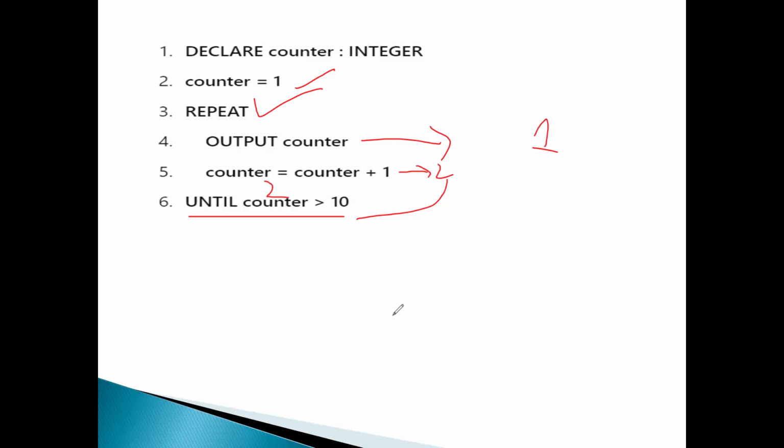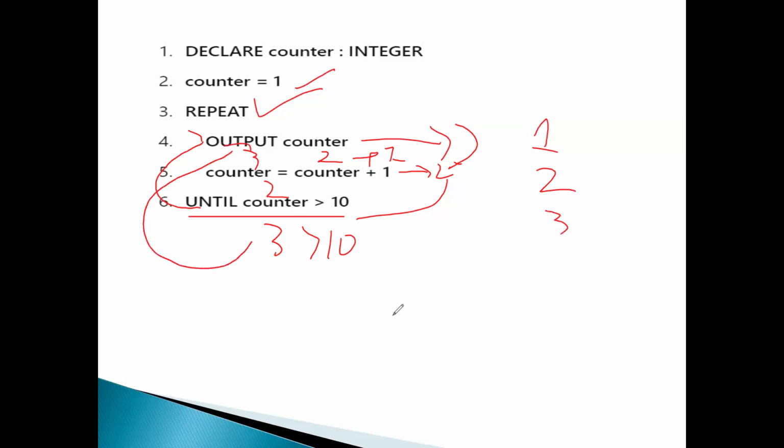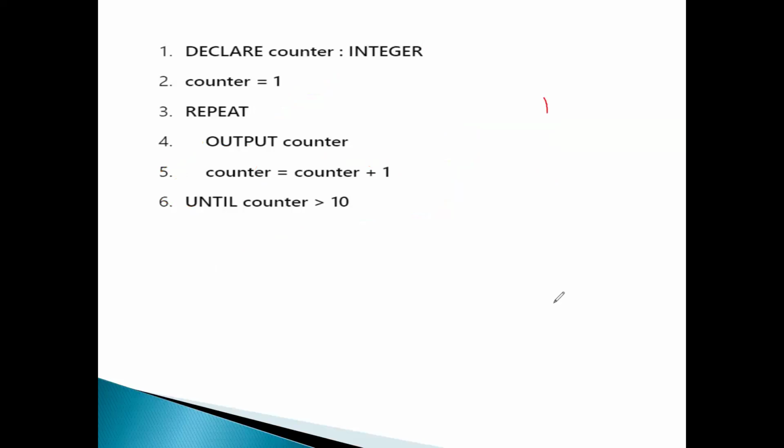So 2 greater than 10 is false. Control will come here. So output counter, now it will print 2 on the screen. Control will come here: 2 plus 1 is 3. Now it will check 3 greater than 10. Is this true or false? False. So control comes here, output counter, it will print on the screen. So till the condition is false, the loop will run, from 1 to 10.